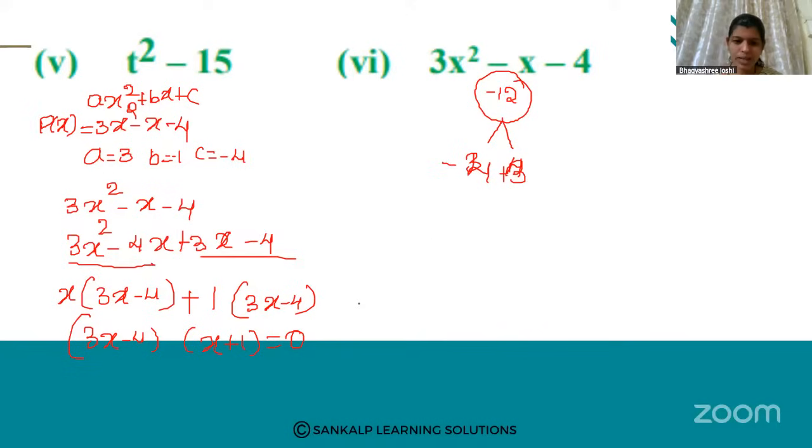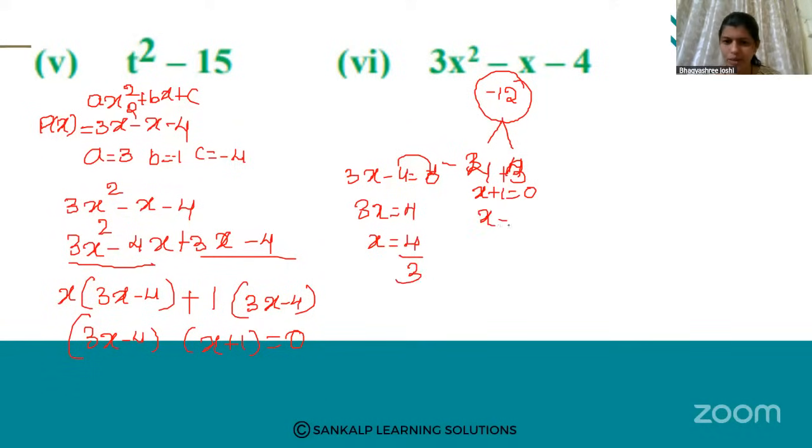3x minus 4 equal to 0. Then x plus 1 equal to 0. 3x equal to, transfer this minus 4 to this side. This is 4. X equal to 4 divided by 3. Then x equal to minus 1. Now, this is the value of alpha and this is the value of beta. Next step, sum of zeros.